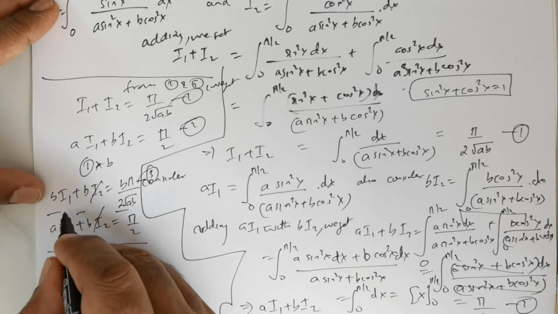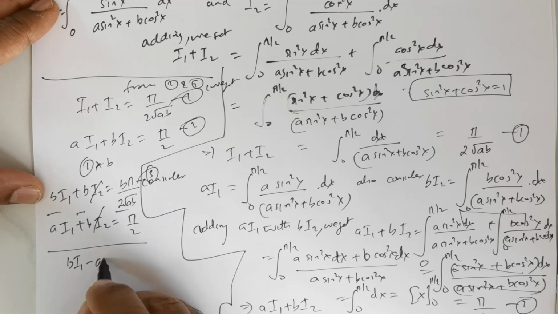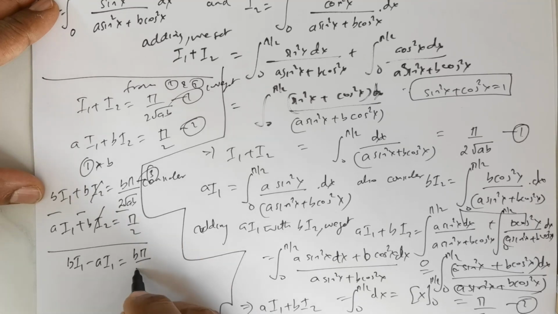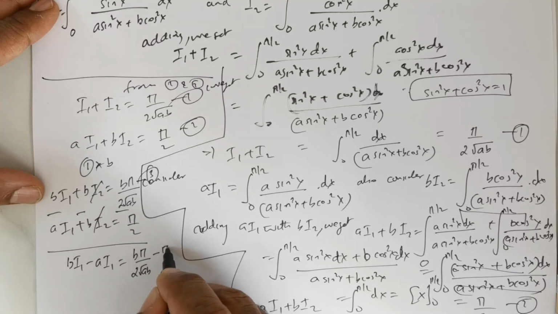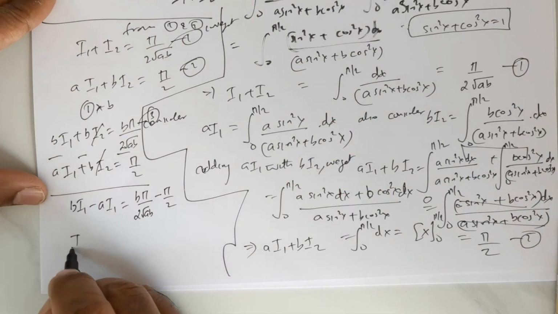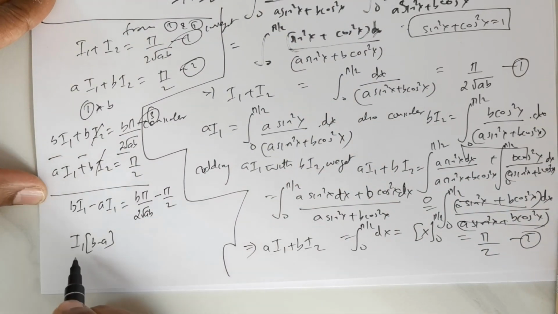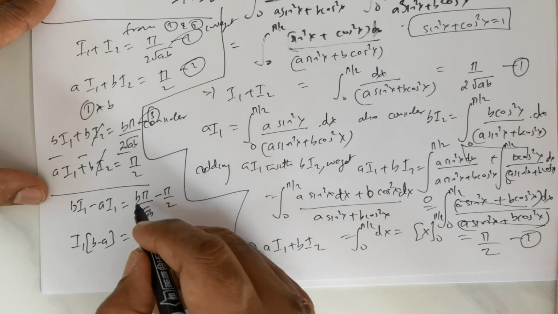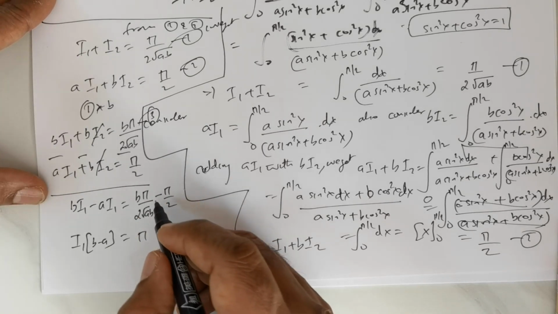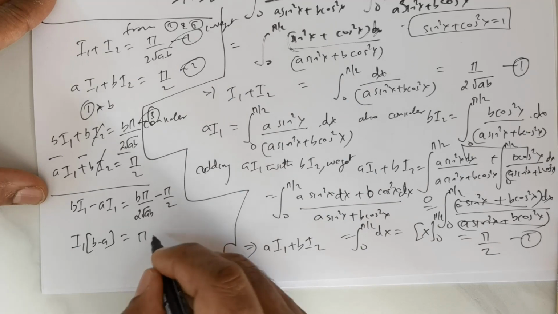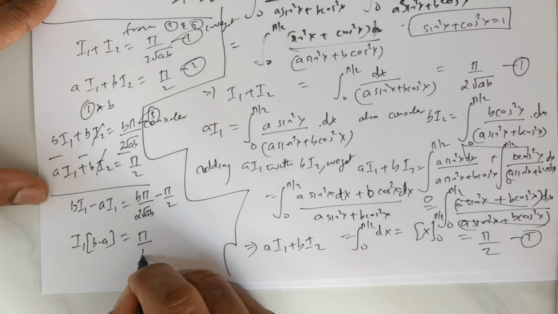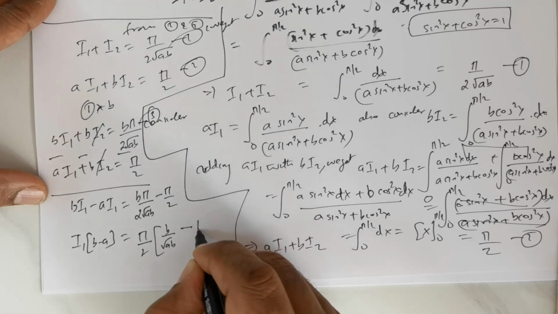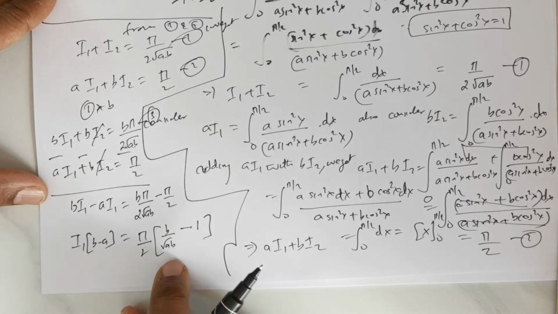This is going to give me b times I1 negative a times I1 is equal to b pi over 2 times root of ab minus pi over 2. I can take I1 out, I get b negative a is equal to, I will take pi out. In fact, this b can be written as root of b times root of b, right? So anyway, I will take pi out and then 2 out, so that would give me b over root of ab negative 1. So this is the value that we have got.